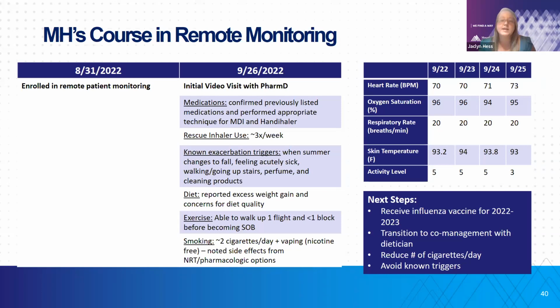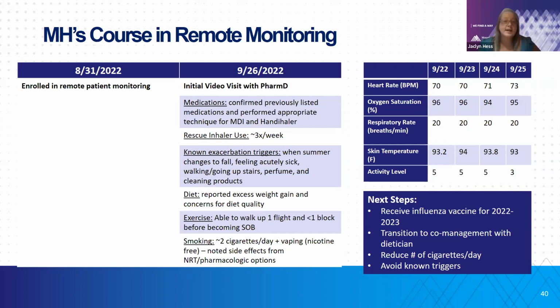And then we also discussed lifestyle, so her diet, exercise, and smoking cessation, which she had reported side effects from NRT and was not necessarily interested in any assistance at this point in time. As seen on the right, her vitals were stable, with O2 in the mid 90s, her heart rate in the 70s, respiratory rate 20, and then her skin temperature was appropriate for the upper arm where the device is placed, and then she had an average activity level.